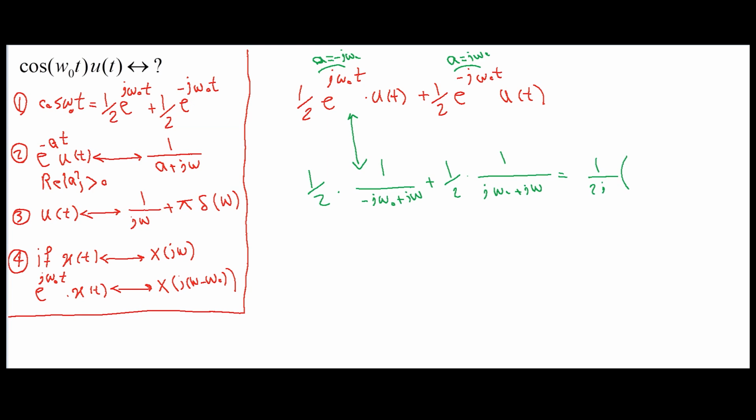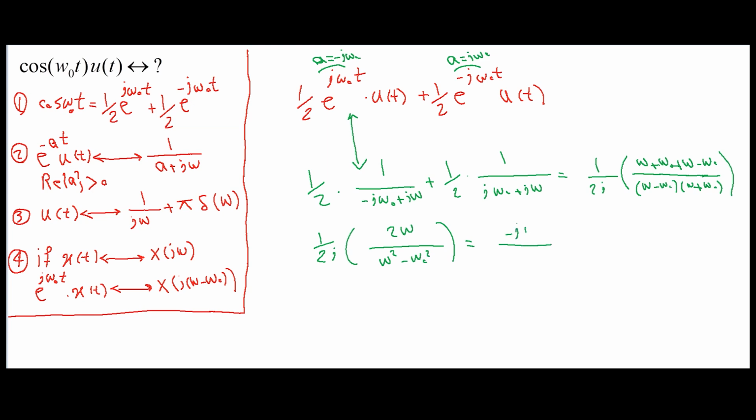After that, they simplify the result by taking a common denominator, and finally they write the Fourier transform in the form 1 over 2j times 2 omega divided by omega squared minus omega 0 squared. Then they cancel the 2 with the 2, bring j to the numerator as minus j, and they end up with minus j omega divided by omega squared minus omega 0 squared.